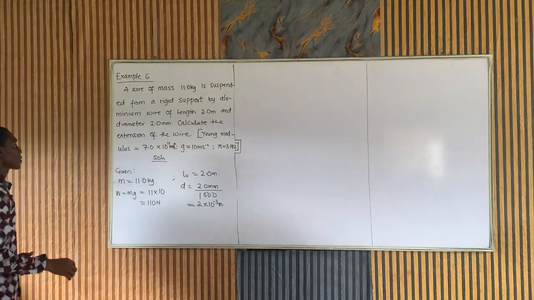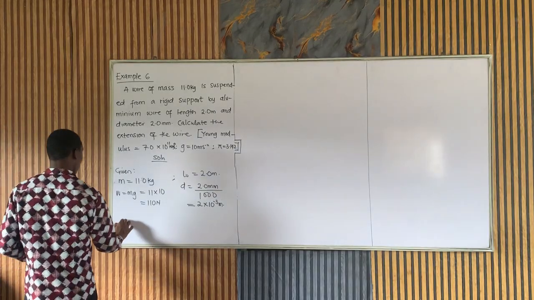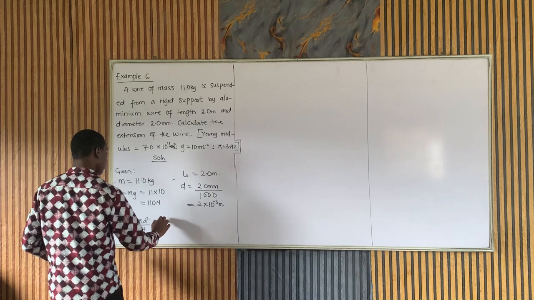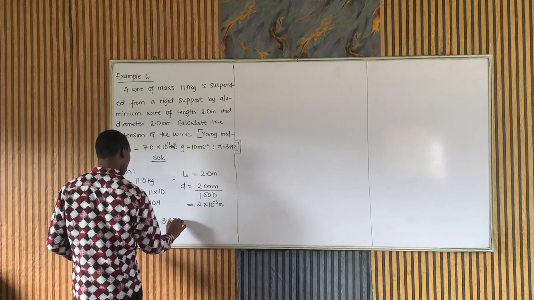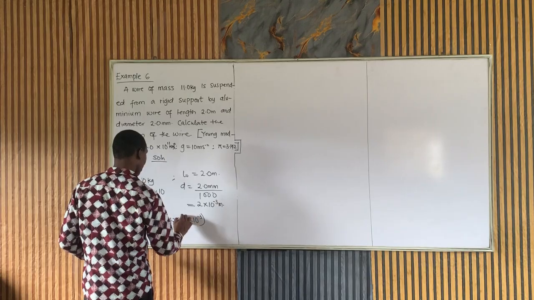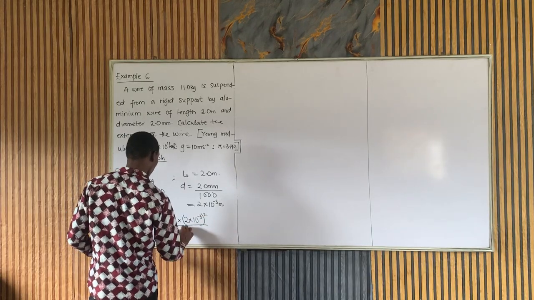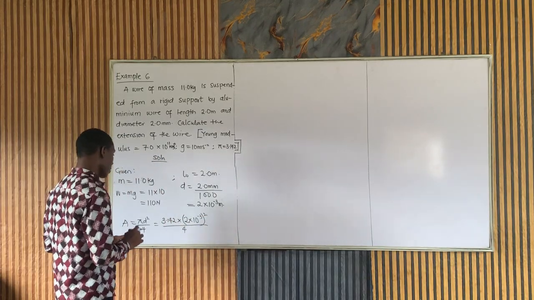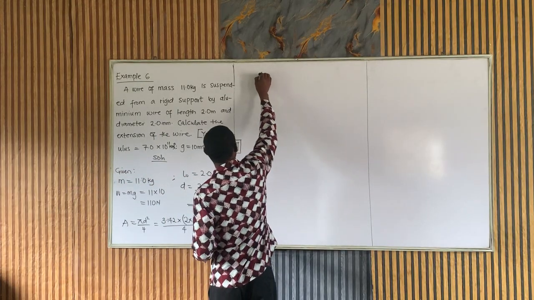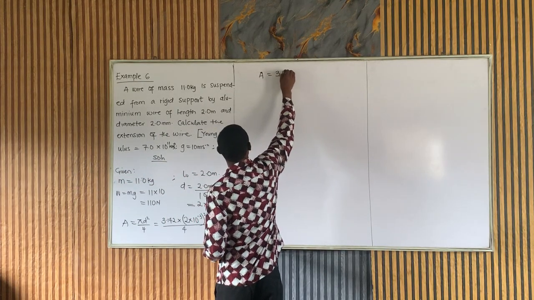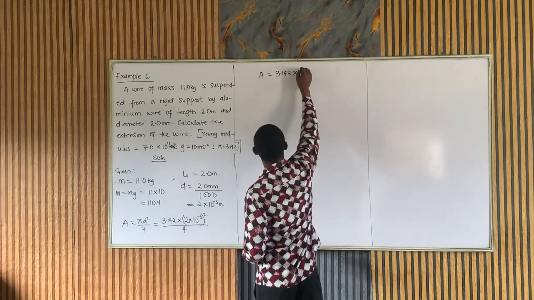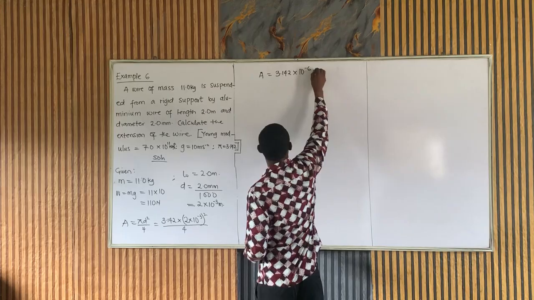So the first thing we want to do here is to calculate our area. Area is pi d squared over 4, which is 3.142 times 2 times 10 raised to the power minus 3, which is the d, squared, over 4. So this will give us that the area is equal to 3.142 times 10 raised to the power minus 6 meters squared.